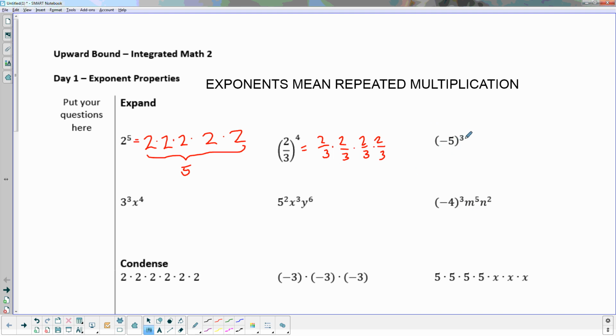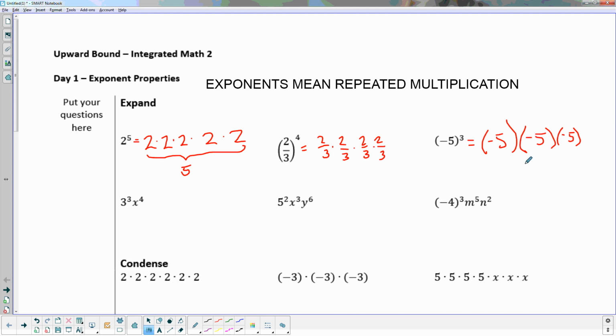-5 to the 3rd power. Well, -5, so that just means I write -5 3 times, right? And there is an advantage to doing this because I could probably more easily figure this out.